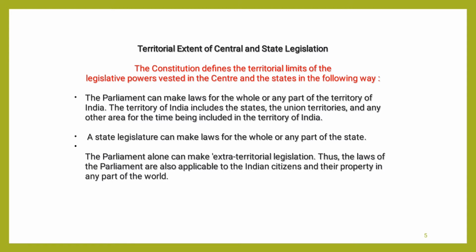Now the third point, that is the extraterritorial legislature. That means the parliament can control and regulate the property of a citizen located in any part of the world or any part of India and outside India. So that is the third point.